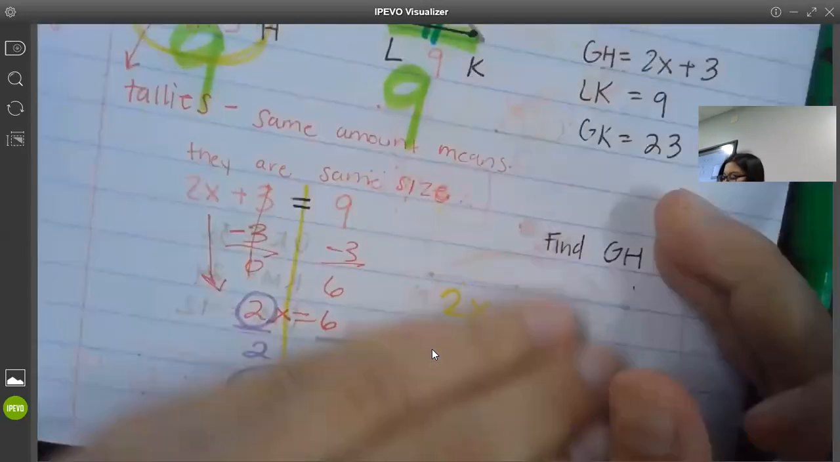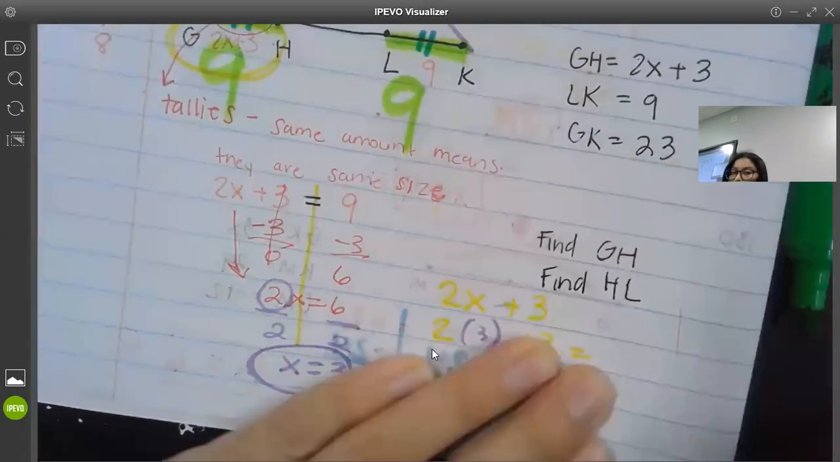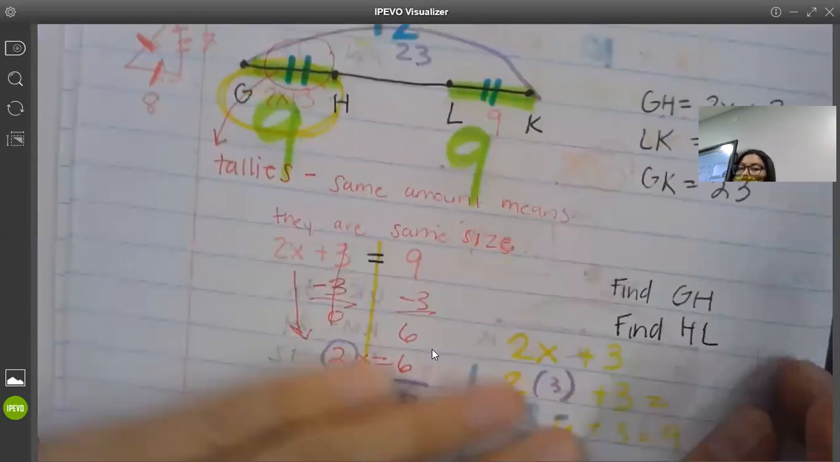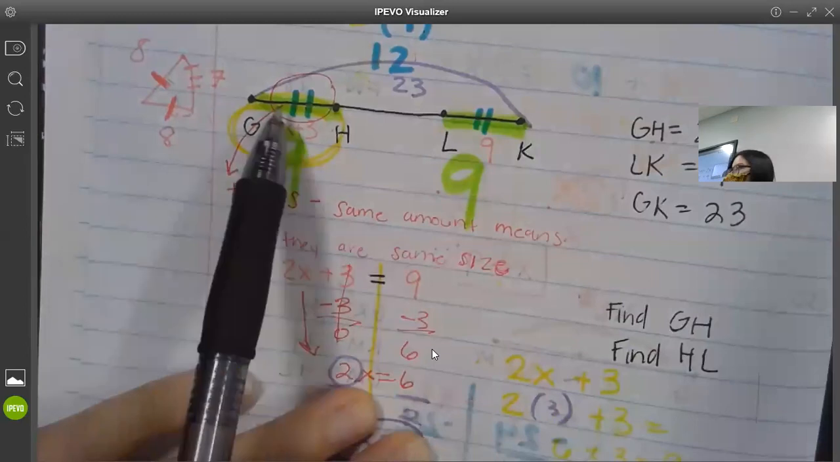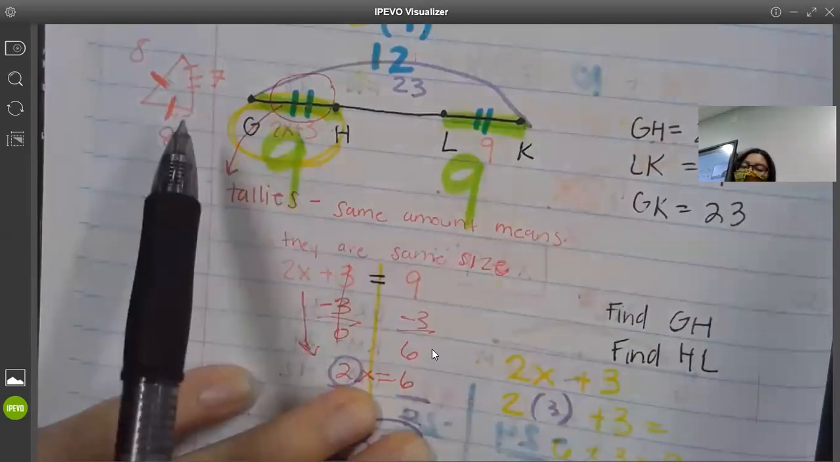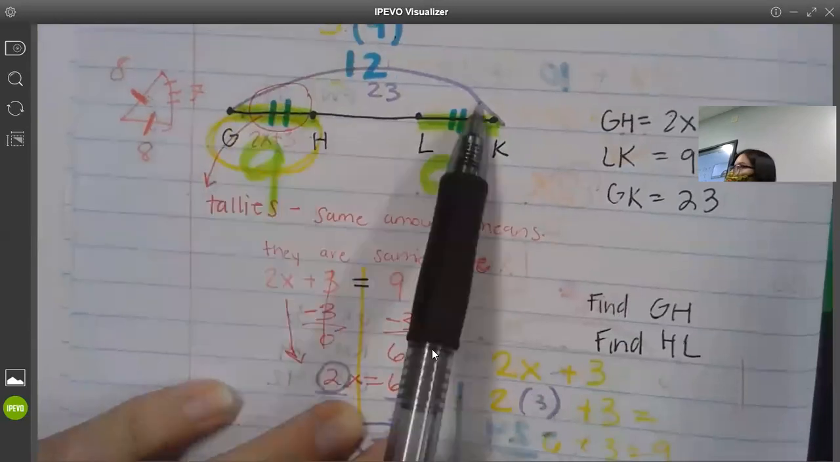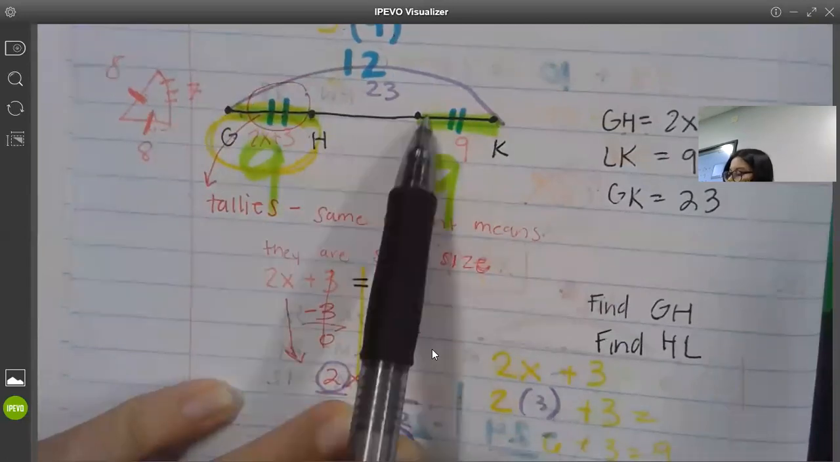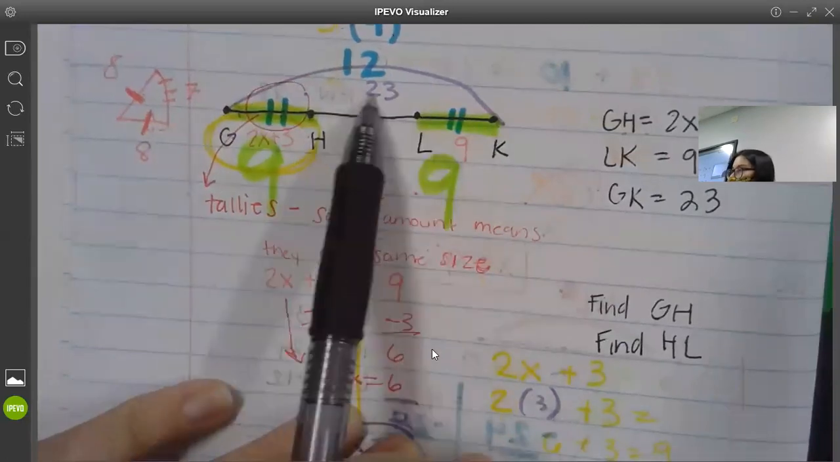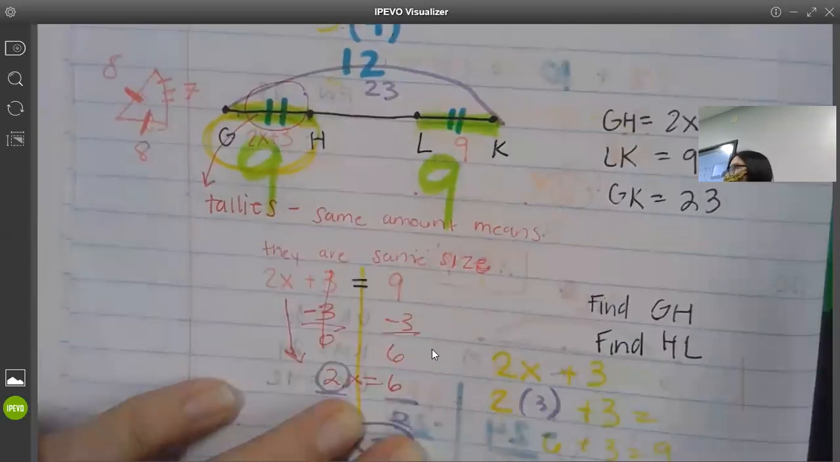Okay, next, last one. Find HL. Kenneth, can you explain? All right, so the whole thing is 23, right? This piece we know is already nine. We did that. This piece here is nine. You're finding this one in the middle. How much is the one in the middle? You can make this super hard if you want to, or you can make this easy. It's up to you.